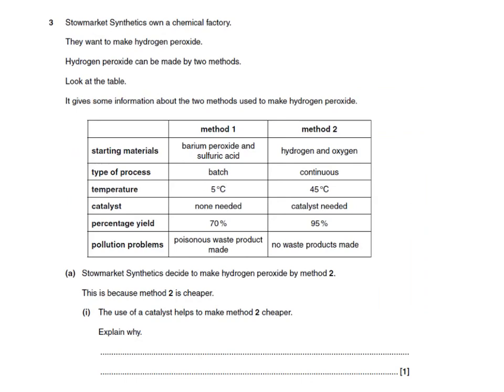It's because it's cheaper. The use of a catalyst helps to make method 2 cheaper. You can see that a catalyst is needed for 2 but not for 1. Okay, and then it says the use of a catalyst helps to make it cheaper. Explain why. Well, a catalyst will speed up the reaction. So more product is made faster.